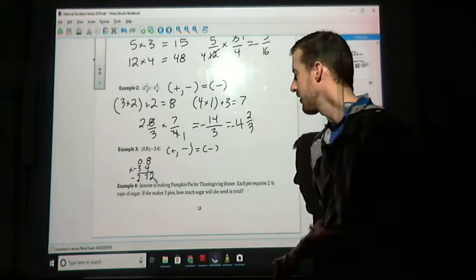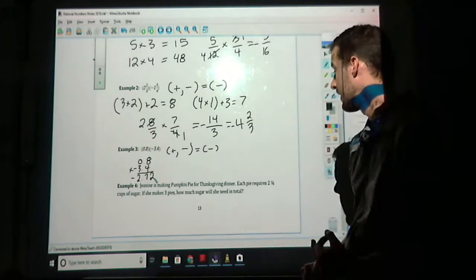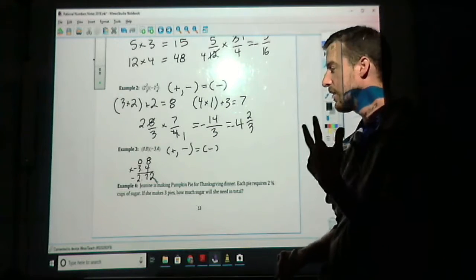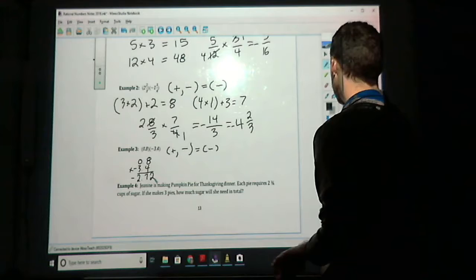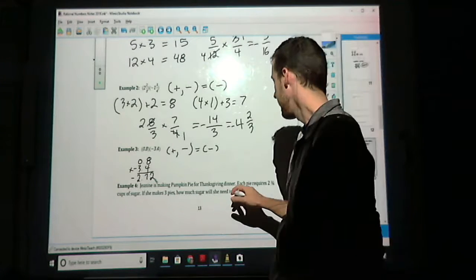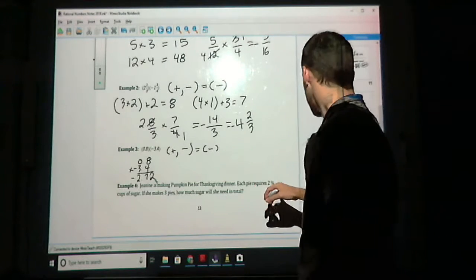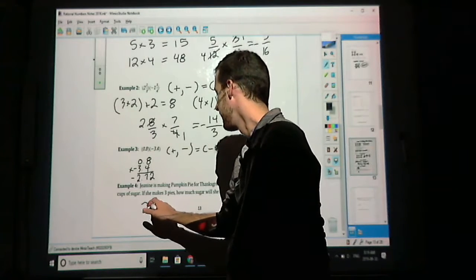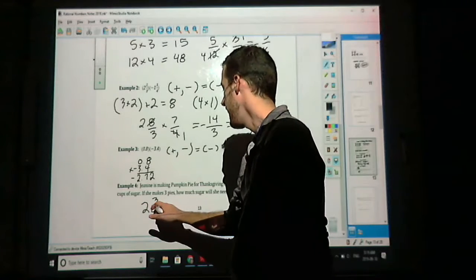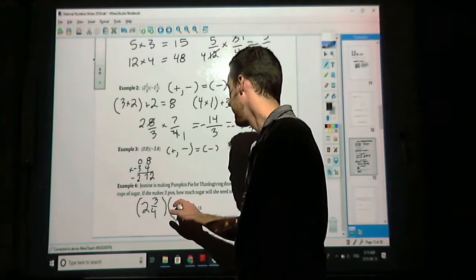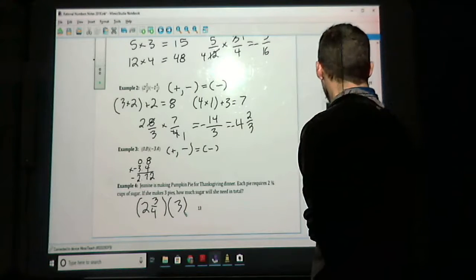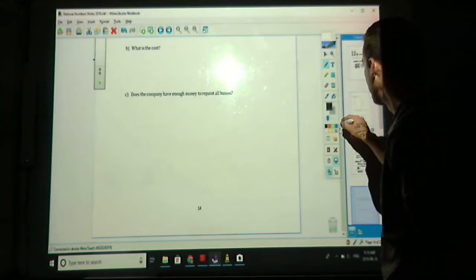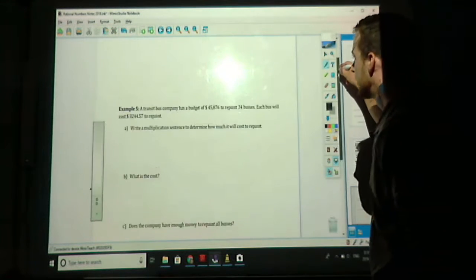Janine is making pumpkin pie for Thanksgiving dinner. Each pie requires 2 3/4 cups of sugar. If she makes 3 pies, how much sugar will she need? All right, so this is going to be 1 pie equals 2 3/4, and if she's making 3 pies, so we're going to multiply these, so times 3. I'm going to flip to the next page because we have a little more room to work, and we'll go from there.